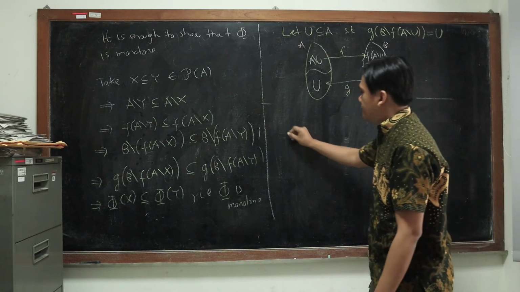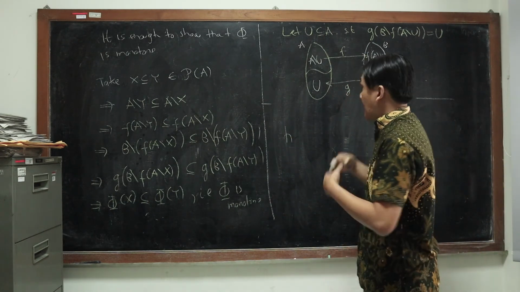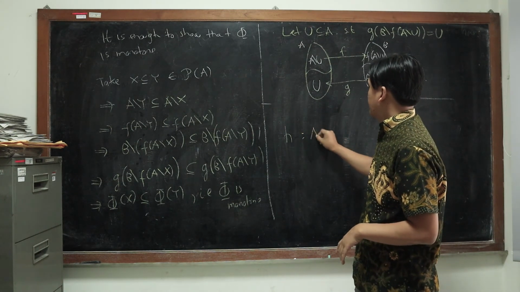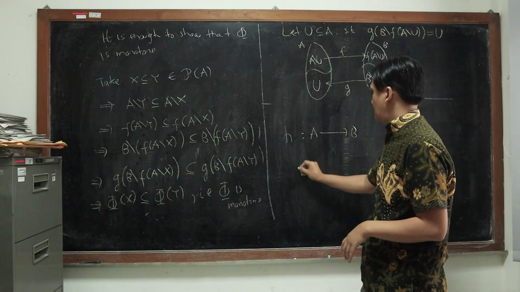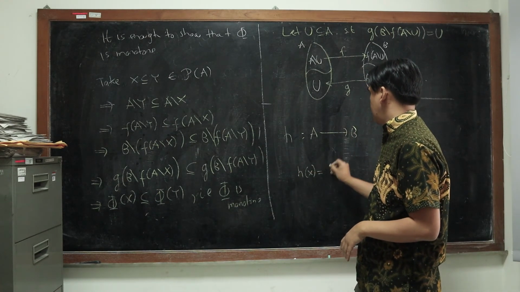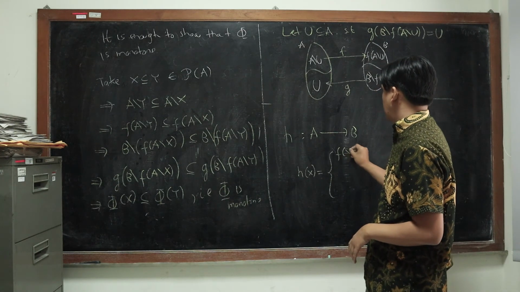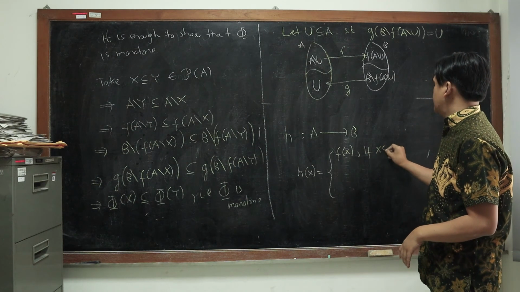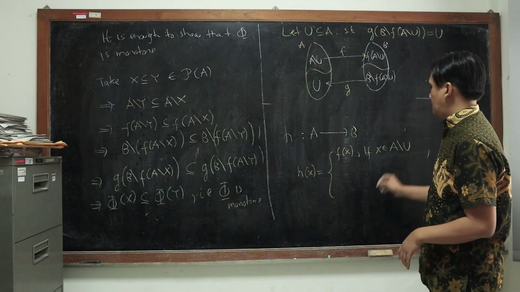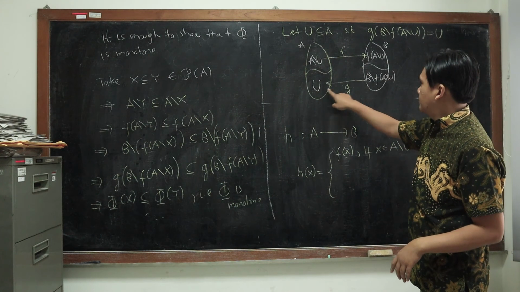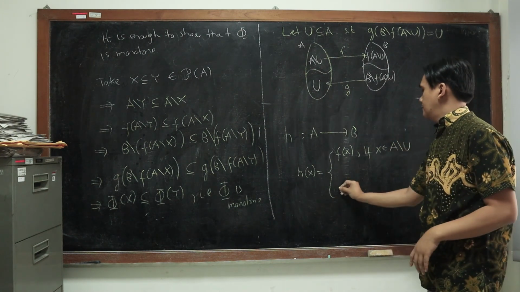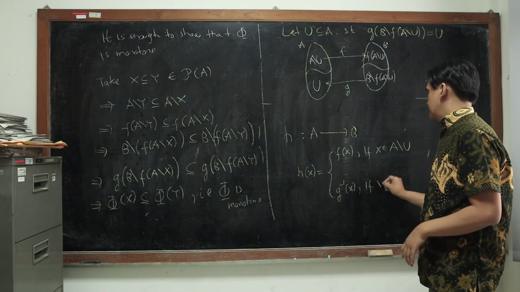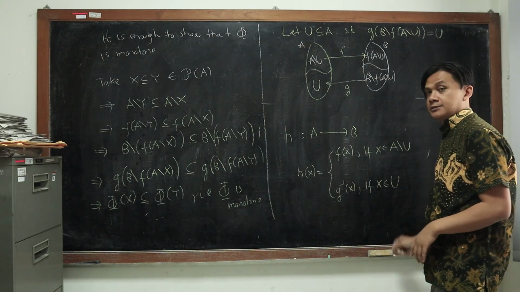So in order to create an explicit bijection from A to B, we can just define h of x equal to f of x if x is in A minus U, and if x is in U, then we just reverse the G. It will be G inverse of x if x is in U. Okay, and we are done.